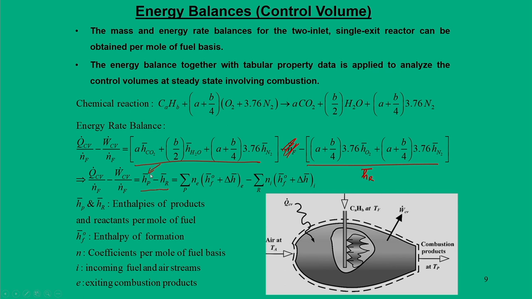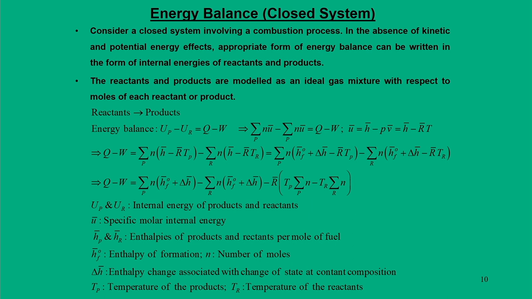This can be correlated with the summation of two parameters: first, the enthalpy of formation for that component, and second, the enthalpy change. If there are multiple components, then we can make a summation by multiplying by their number of moles. In this case, we have two things, one is oxygen and the other is air. Then, moving on to closed systems, a similar explanation can be given here as well, but our attention is that instead of enthalpy, we need to calculate the internal energy.